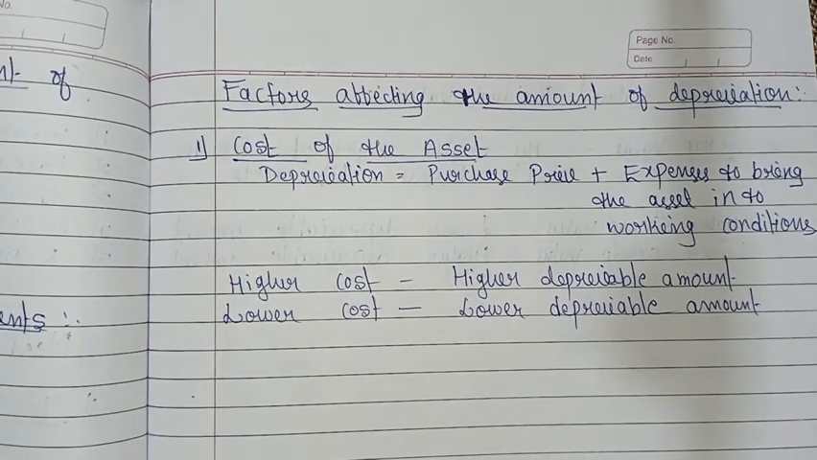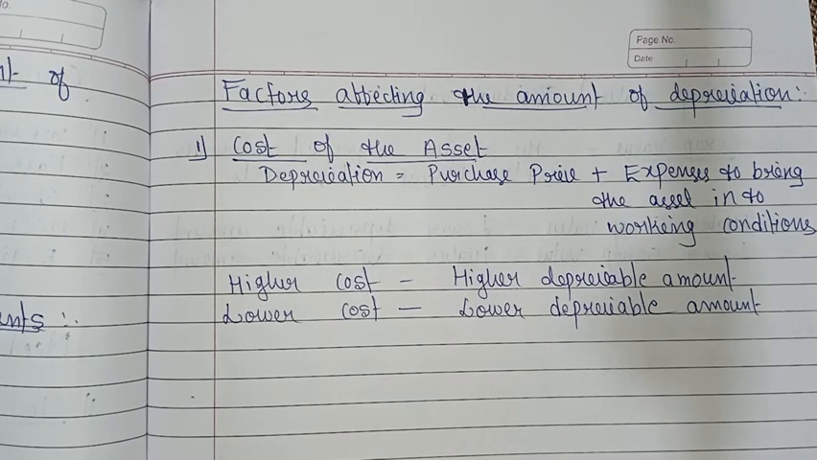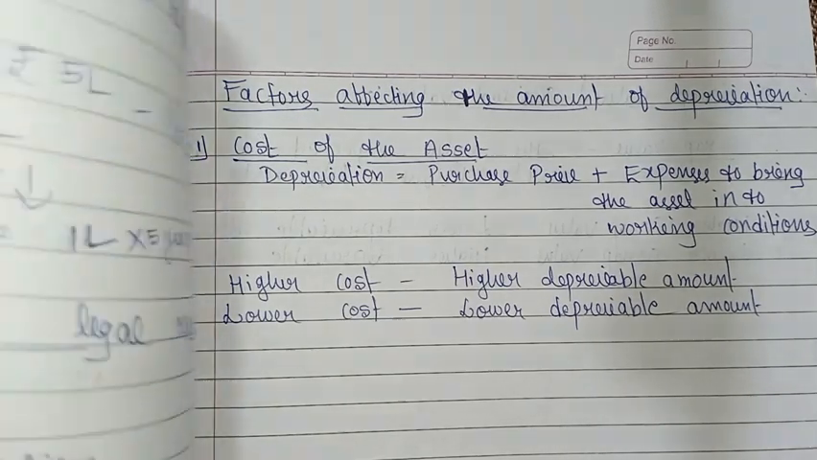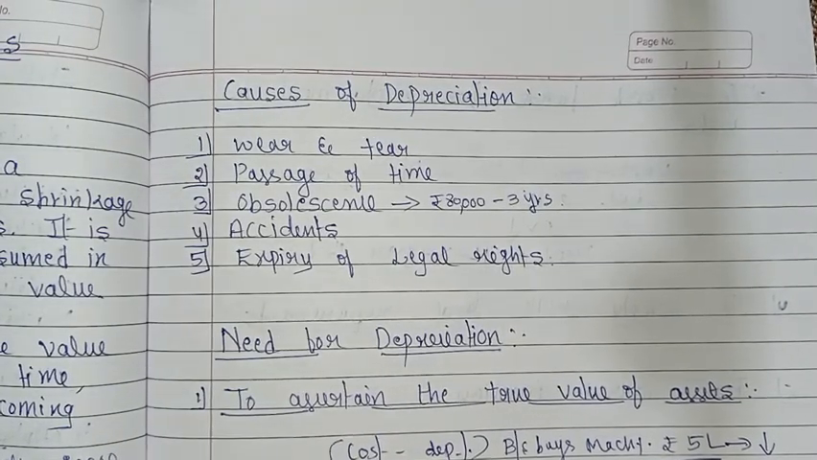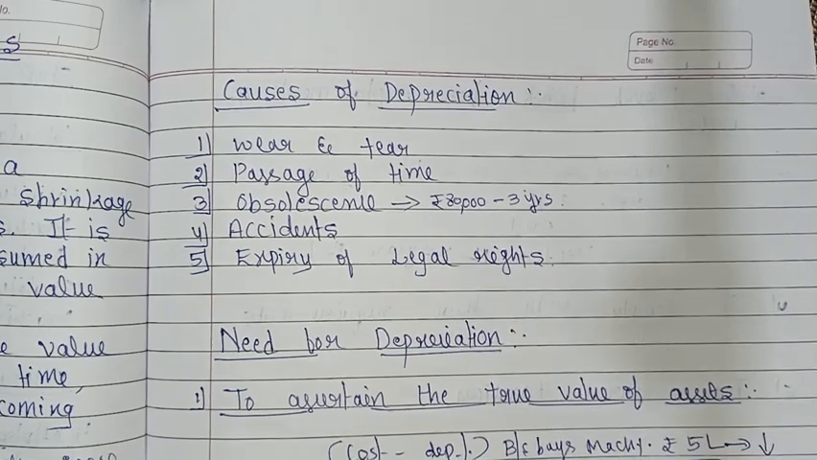In the last class, we learned about the meaning of depreciation, and the causes and need of depreciation. Depreciation means a reduction or decrease in the value of fixed assets due to wear and tear, obsolescence, natural causes and accidents, expiry of legal rights, or passage of time.